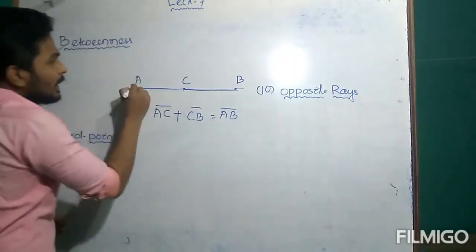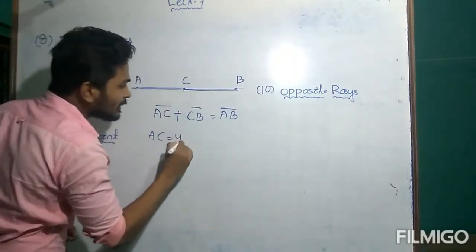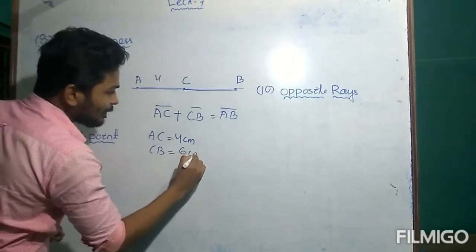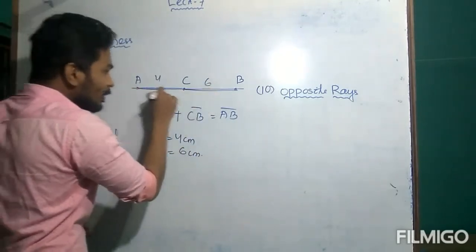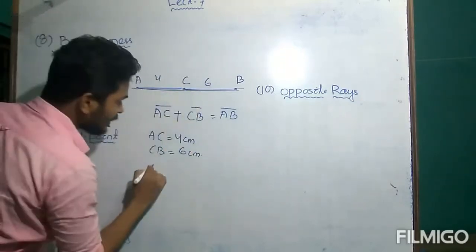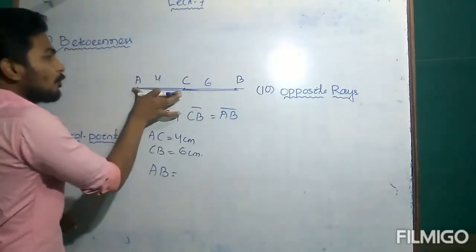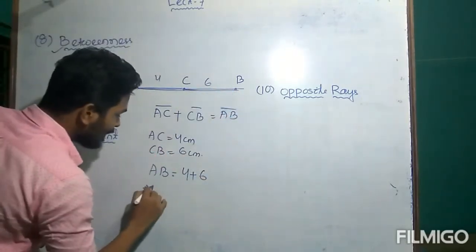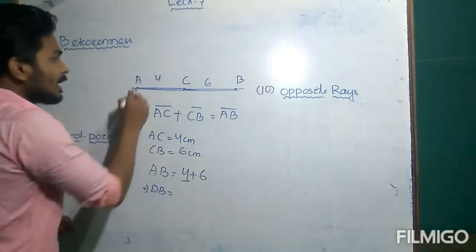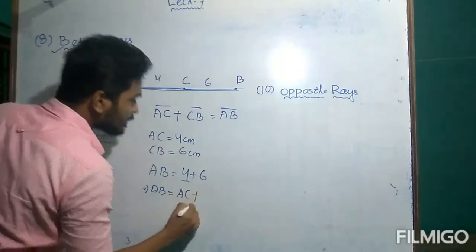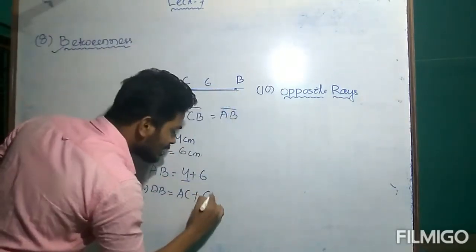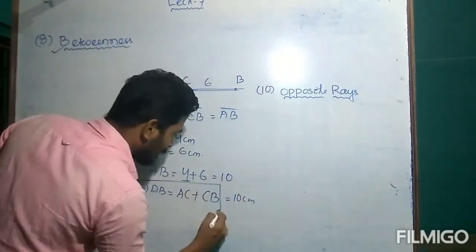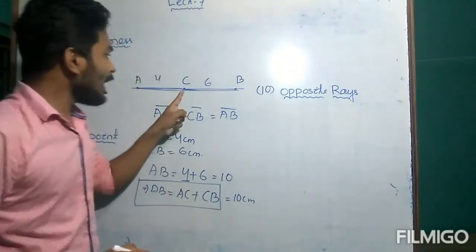Understood? For example, if I take AC to be 4 centimeter, CB to be 6 centimeter, then what is the length of the total segment? The length is AB. Then AB is how much? 4 plus 6. So you can write AB is equal to 4 centimeter, the segment AC, plus 6 centimeter, the length of the segment CB, is equal to how much? Is equal to 10 cm. So this is the statement. Understood?